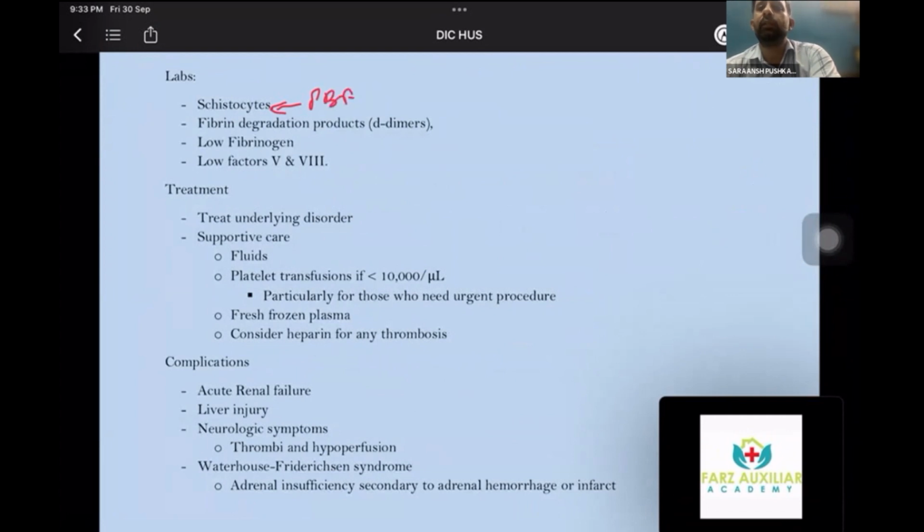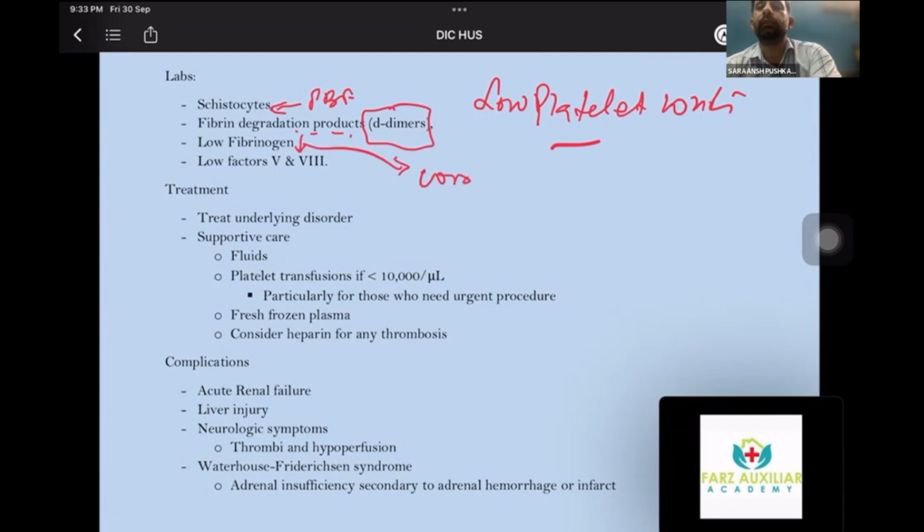You obviously would have low platelet counts, increased fibrin degradation products, that is the D-dimer, low fibrinogen level because it has been consumed, and of course low factors 5 and 8, which can be measured again because they are consumed.